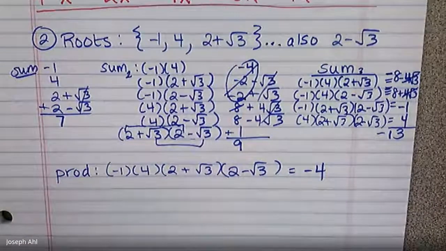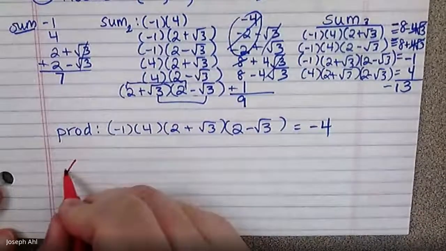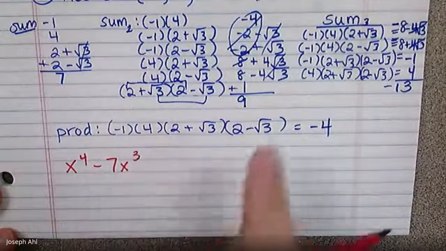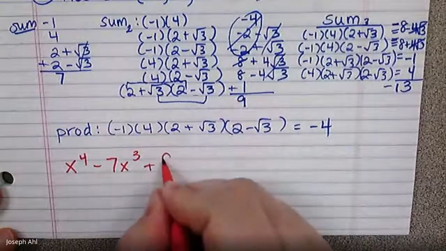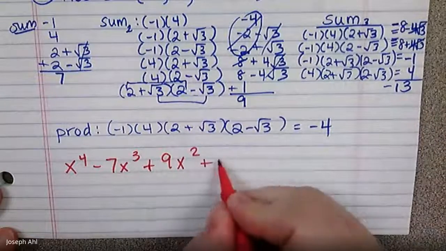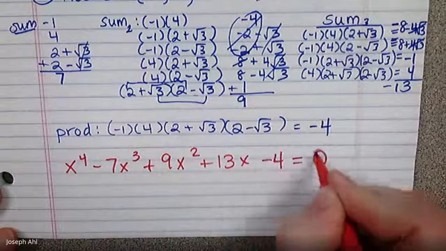Okay, putting all of the pieces together. Here we go. Last step. We get x to the 4th. Change the sum, minus 7x cubed. Keep it, plus 9x squared. Change it, plus 13x. Keep it, minus 4 equals 0.